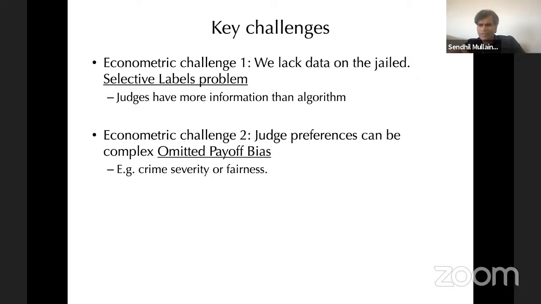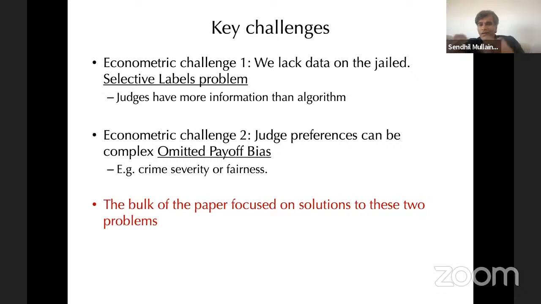The second problem is that judge preferences can be very complicated. Are judges really trying to rank order by crime risk? What is crime risk? Do they care about some crimes more than others? Maybe they have other issues going on, like they care about the equitableness of their decisions. They might care about certain groups more than others. We as society might care that certain groups are not being put in jail at higher rates than they ought to be. In fact, the bulk of the paper was not the estimation of the machine learning algorithm. It was solving these econometric challenges.